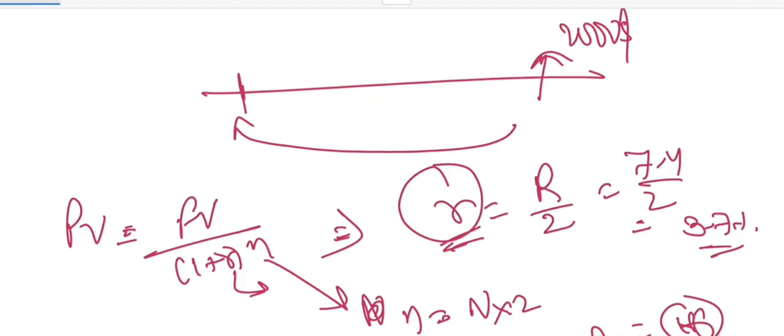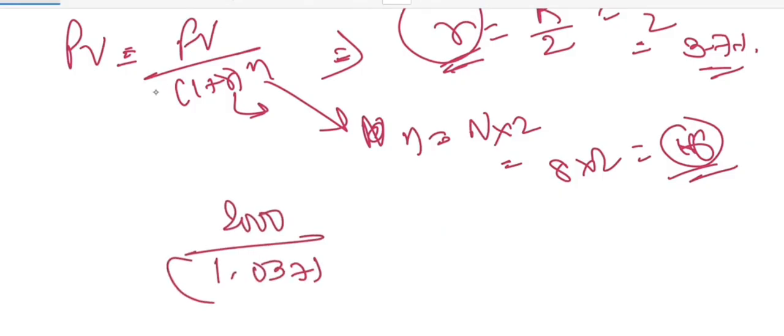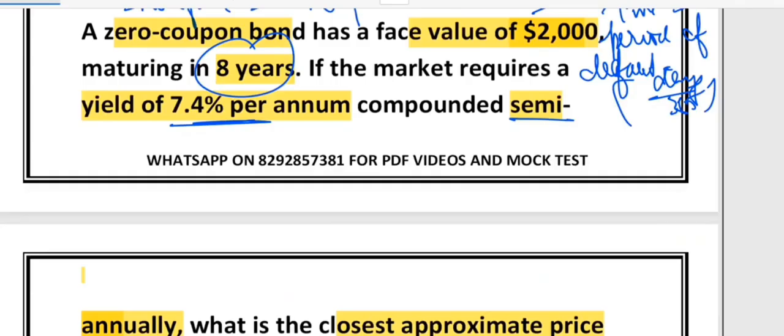Now let's discount the future value of $2,000 to the present terms. So what will the number look like? Look at it here: 2000 divided by 1.037 to the power 16. If you calculate it using the calculator, the closest option you will get is 1118.33. Is it clear? Right. So that is how we find the closest approximate price of a bond.